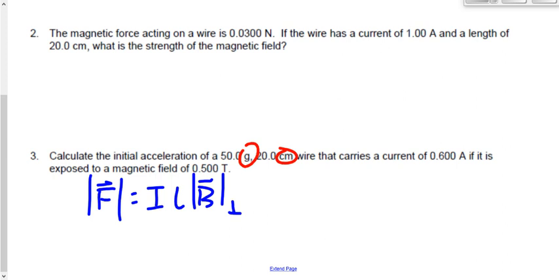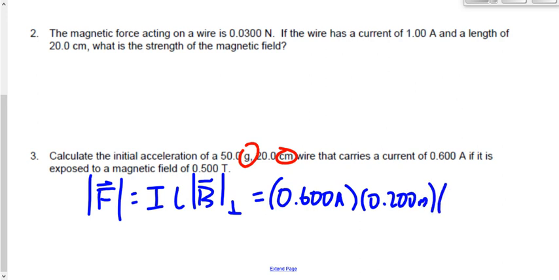ILB. I is 0.600 amps. L is 0.200 meters, and B is 0.500 Tesla. So we multiply those together, we get a magnetic force of, what's that going to be, 0.06, is that right? 0.06 newtons.